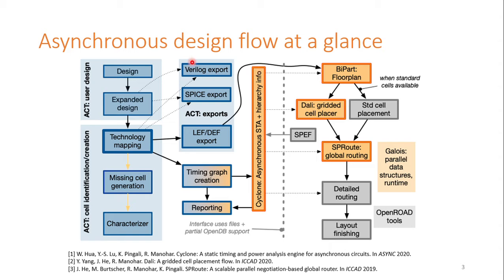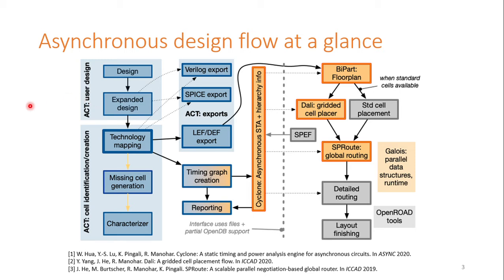We take user design in ACT language and expand the design into ACT internal representation. Then we do technology mapping, during which we identify missing cells and characterize various parameters for those missing cells, like power, timing, and so on, into Liberty cell library format. ACT interacts with third-party modules through exporting ACT results into industry formats, like Verilog, SPICE, LEF/DEF, and so on. We interact with physical design tools using LEF/DEF format.